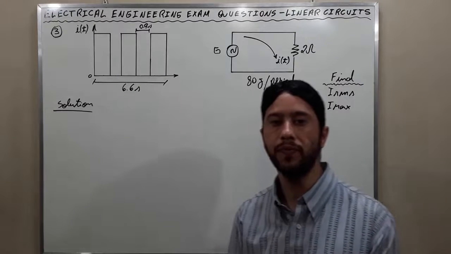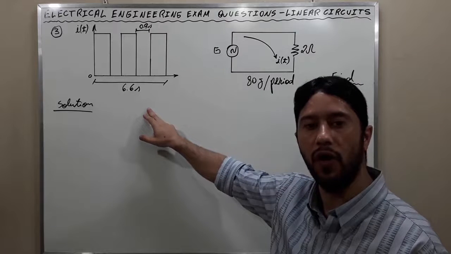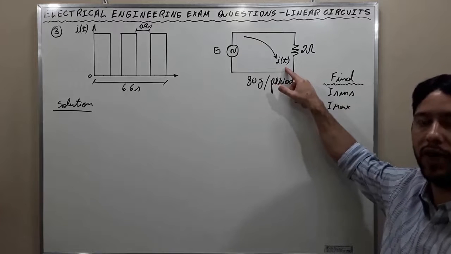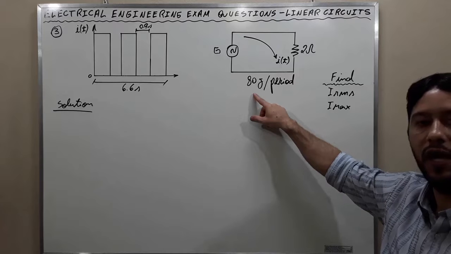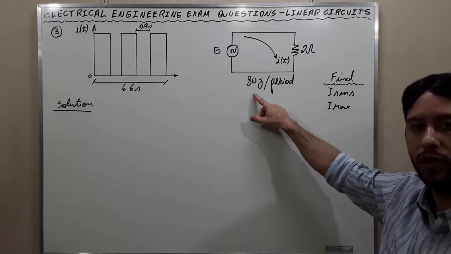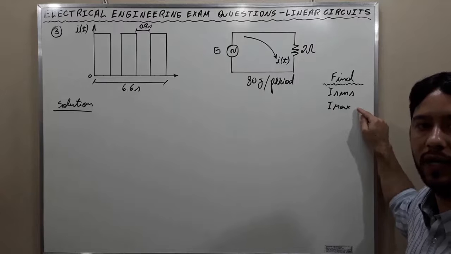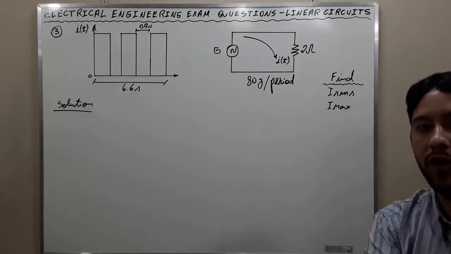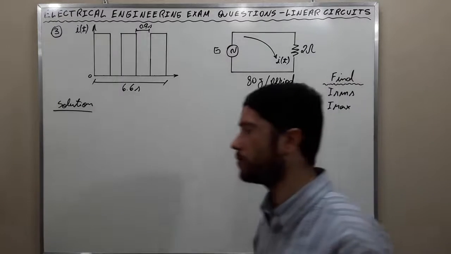Question 3. A source generates the periodic signal of the figure, which represents the electrical current that passes through the load. If the source delivers 80 joules per period to the load, calculate the RMS and the maximum value of the current. Okay, my friends, this is question 3. Let's go to the solution.